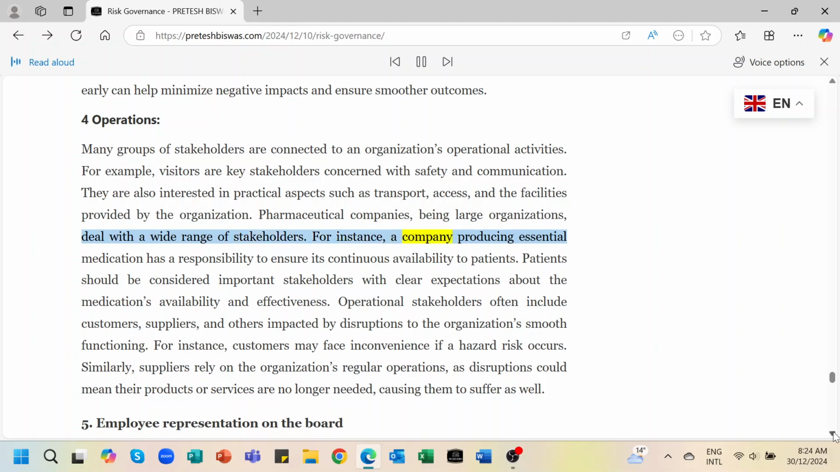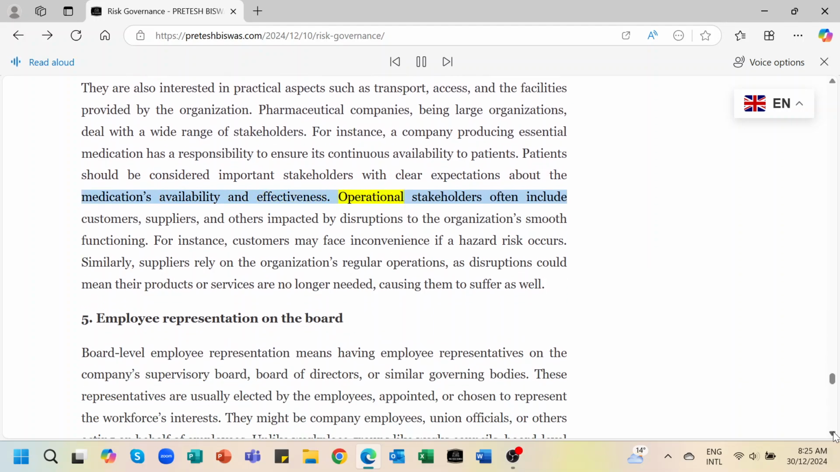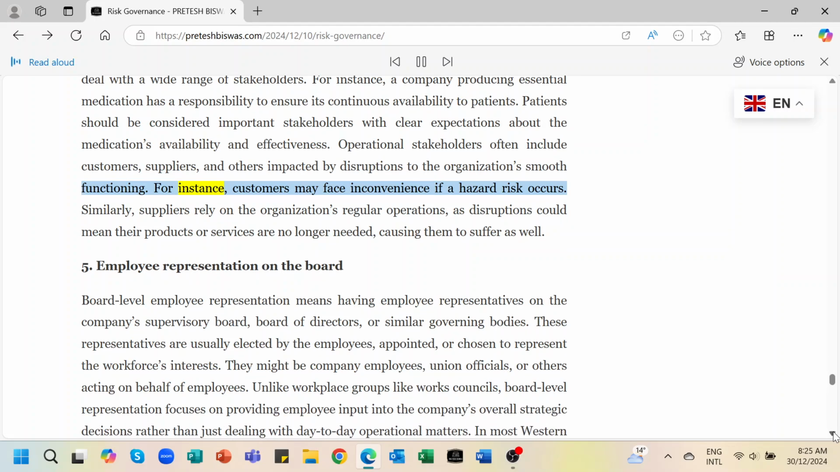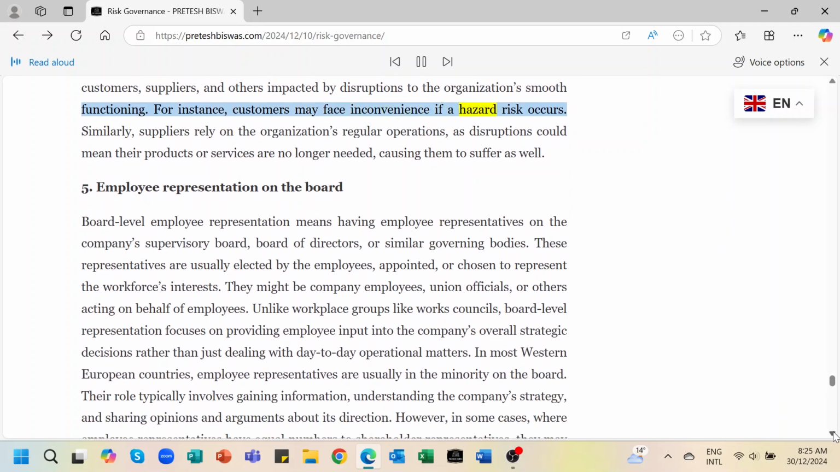For instance, a company producing essential medication has a responsibility to ensure its continuous availability to patients. Patients should be considered important stakeholders with clear expectations about the medication's availability and effectiveness. Operational stakeholders often include customers, suppliers, and others impacted by disruptions to the organization's smooth functioning. For instance, customers may face inconvenience if a hazard risk occurs. Similarly, suppliers rely on the organization's regular operations, as disruptions could mean their products or services are no longer needed, causing them to suffer as well.